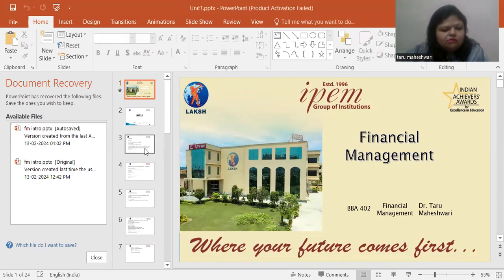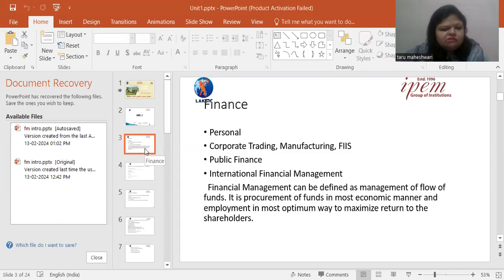Today we will discuss an introduction to financial management. Before going ahead, we must know what finance is. Basically, finance is the lifeblood of any organization.